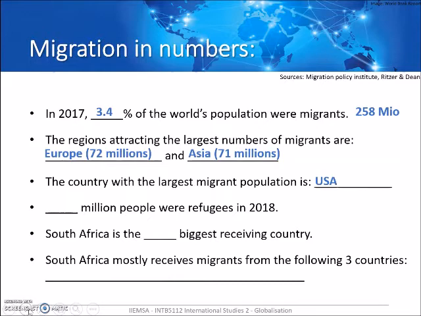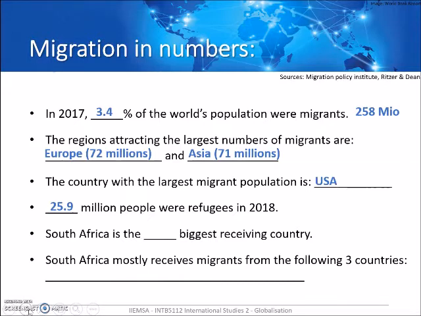How many million people were refugees in 2008? 25.9 million. So approximately 10% of the overall migrant population were refugees. Refugees are specifically migrants that are migrating because they're escaping either war or famine or other catastrophes, right?